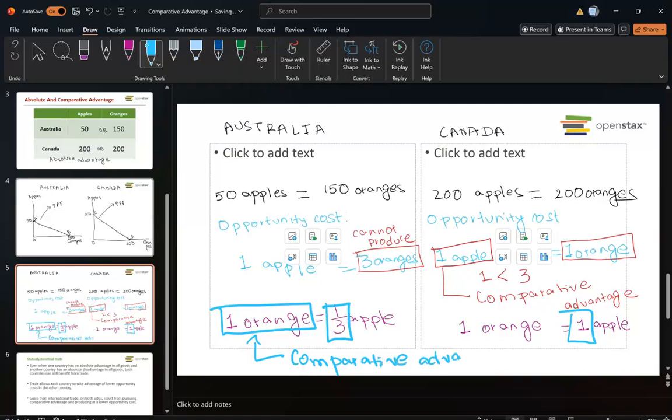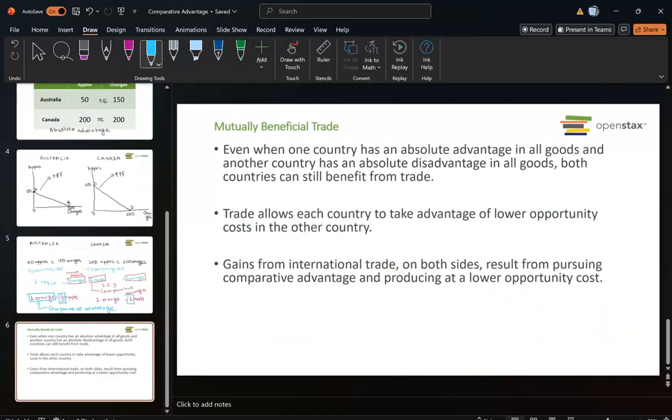From here, we can say if one country has a comparative advantage in the production of one item, the other country will have a comparative advantage in the production of another item. And this forms the basis of international trade.